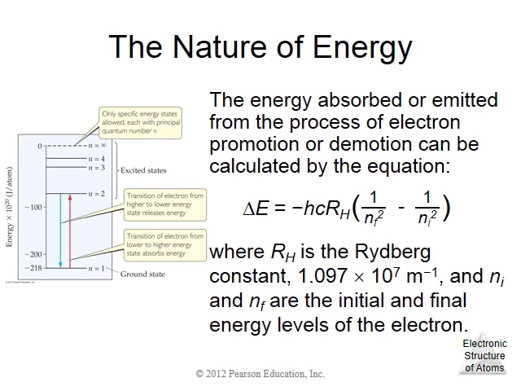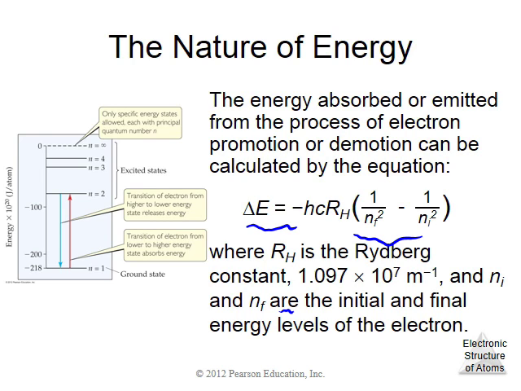Now this is the expression that he came up with. Delta E, or change in energy, is given by h c R_H. R_H is called Rydberg's constant, 1.097 times 10 to the power 7 per meter, times the inverse of n_f squared minus the inverse of n_i squared. n_f is the final state and n_i is the initial state. We're talking about electron transition from one state to the other.